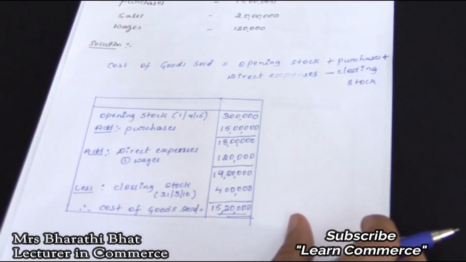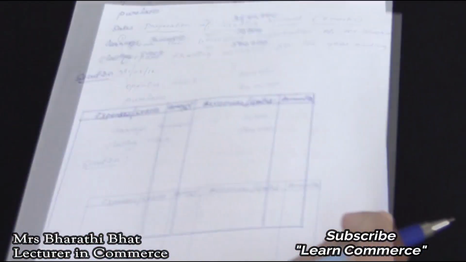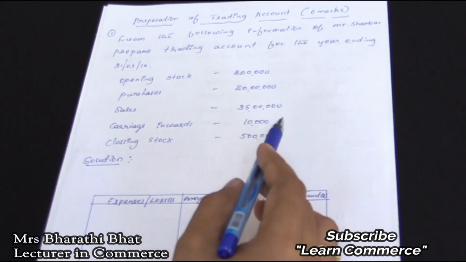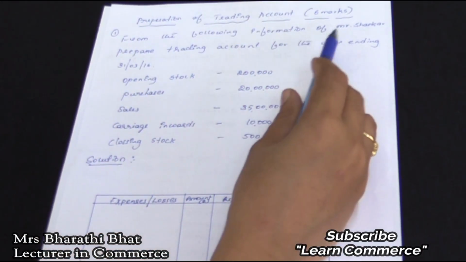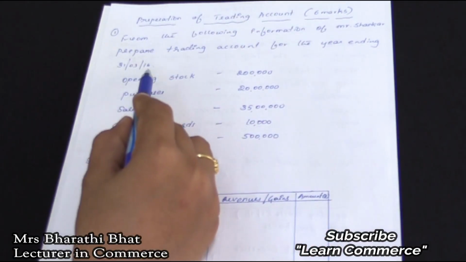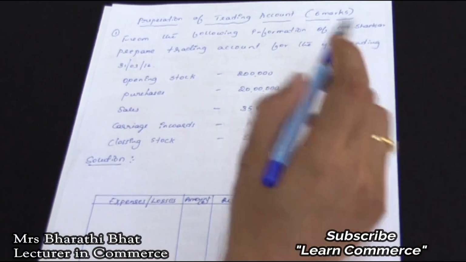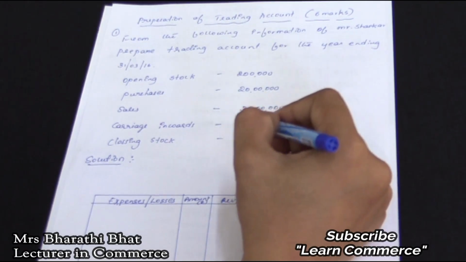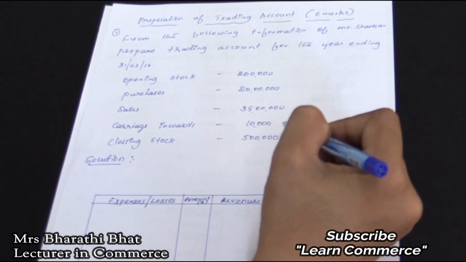Let's see how to prepare trading account. See the question, preparation of trading account. This is also for 6 marks. Question is like this: from the following information of Mr. Shankar, prepare trading account for the year ending 31st March 16, and all required informations are given here. Opening stock 2 lakh, purchases 20 lakh, sales 35 lakh, carriage inward 10,000, closing stock 5 lakh.